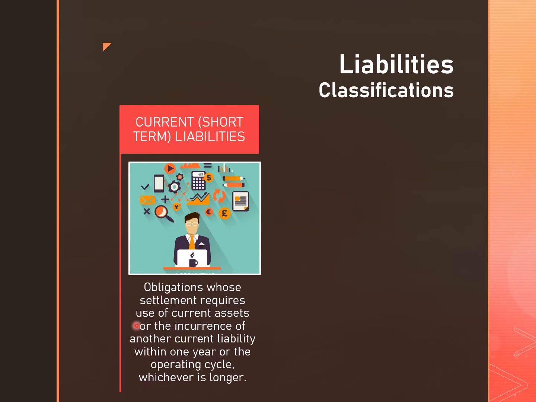So, what does it mean by settlement using current assets? If you have a liability, let's say you ada hutang dengan orang, you gunakan cash untuk bayarkan the hutang. So, you gunakan current asset. Or, you can settle your debt kalau you pergi berhutang pula dengan orang lain untuk bayar hutang. So, it's like gali lubang, tutup lubang lah, macam tu.